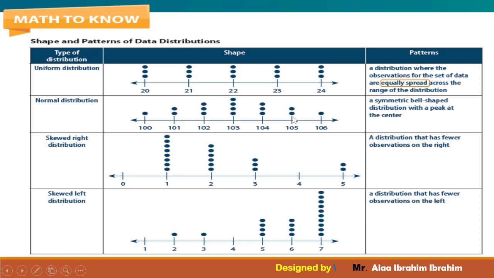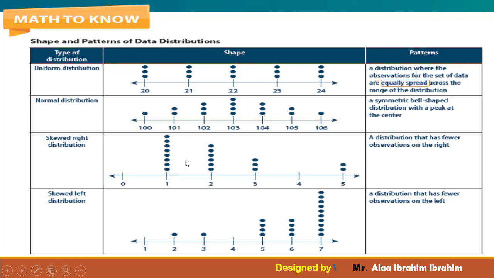Normal distribution, like the last lesson, lesson 1, is like a bell. So it is symmetric, shaped like a bell. If you imagine making a curve here, you have a bell. We have a peak here at the center. We will talk about this together in lesson 1.